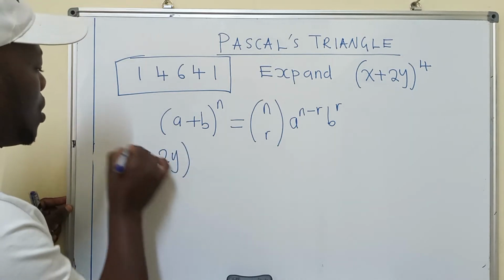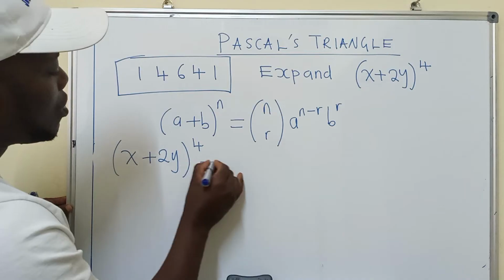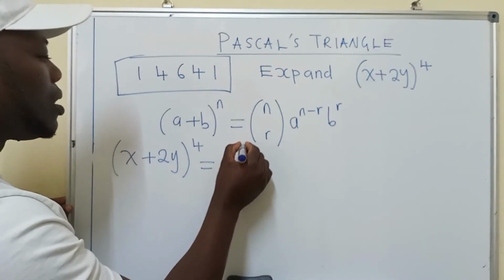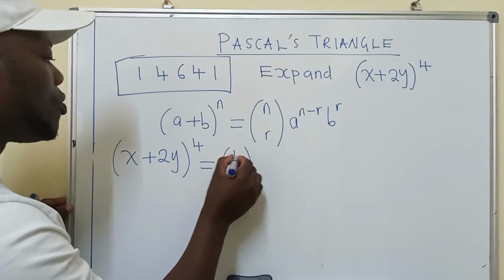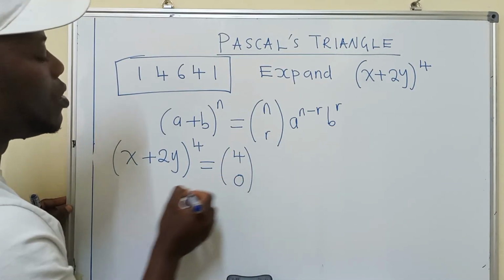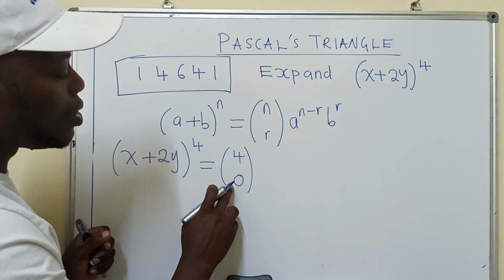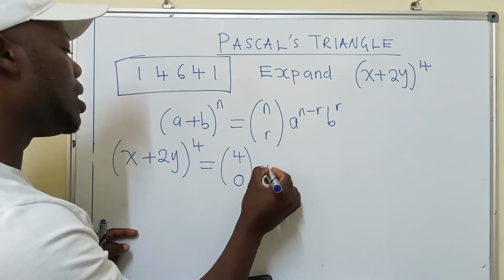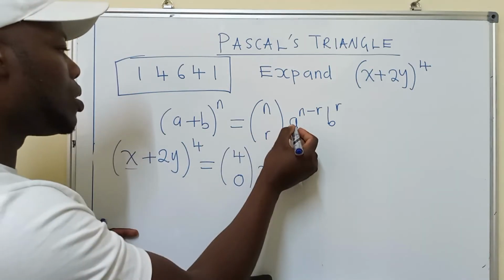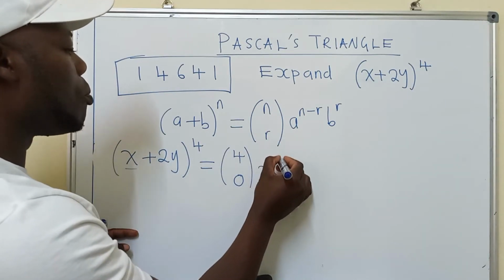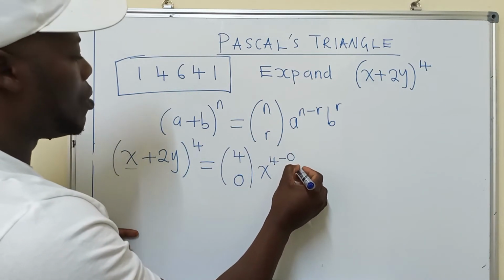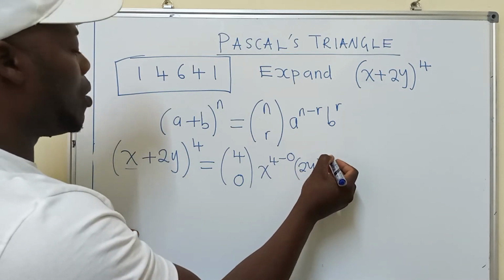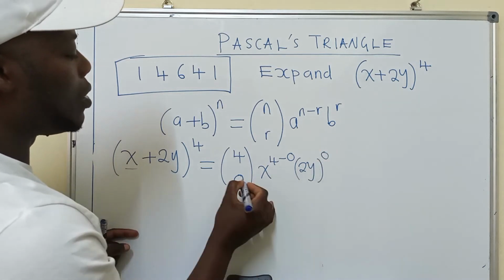So that we understand nicely, let me just copy what we've been given. This is what we have been given. So like it is, we're trying to compare it to this. So we write the coefficient there. We have 4. R will always start with 0. You always start with what? 0. And then x, get there x, like we got a. We have 4 minus 0. We have 2y there. The power is 0, power 0.